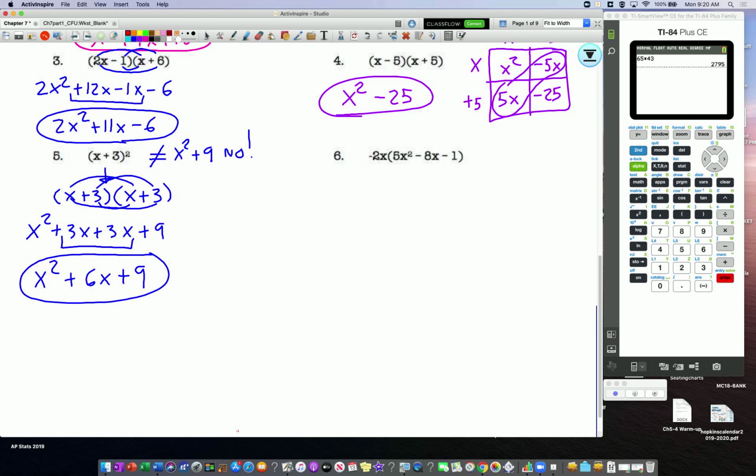What's nice about example number 6 is you have one term by 3 terms. So you can actually do this problem just by simply doing the distributive property. So I have minus 10x to the third. Negative 2 times negative 8 is 16x squared. Negative 2 times negative 1 is positive 2x. And that's it for number 6.